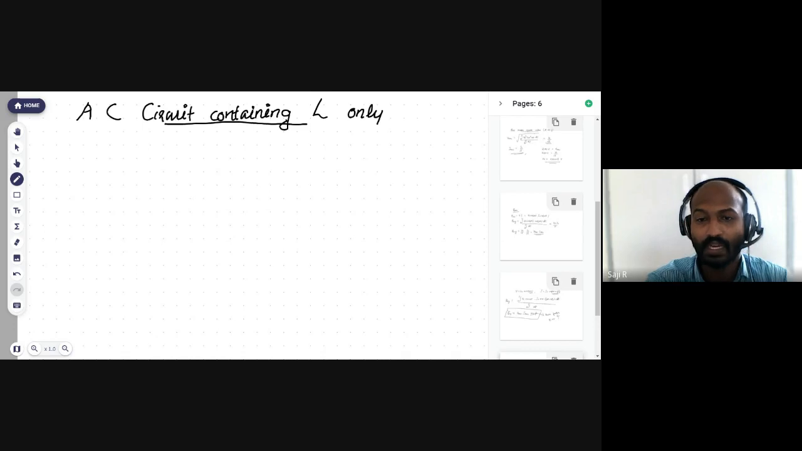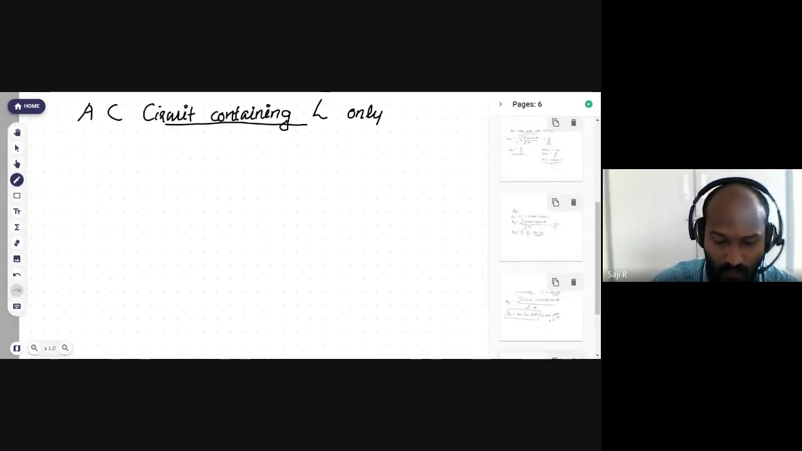Back EMF means an EMF or a current will be generated inside the coil which opposes the change in current through that coil. That should come to your mind while we are discussing this circuit. Okay, now we are going to consider a circuit. So I am going to draw a circuit.